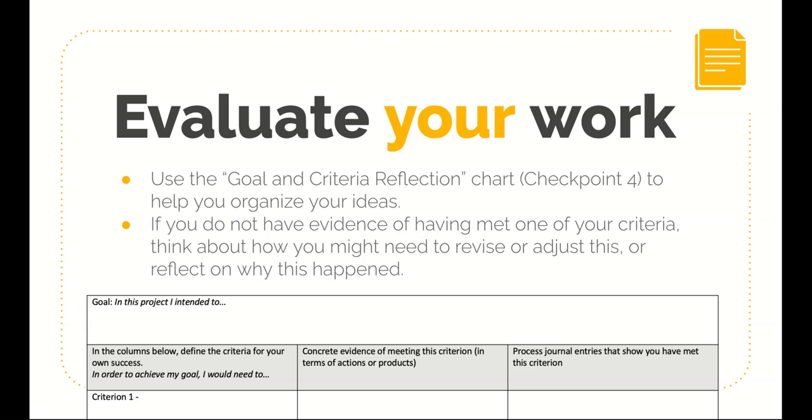You should use the goal and criterion chart, checkpoint 4, to help you organize your ideas. Remember, you set success criteria for yourself to help you determine if you're being successful or not. If you do not have evidence of having met one of your criteria, think about how you might need to revise or adjust this, or reflect on why this happened.